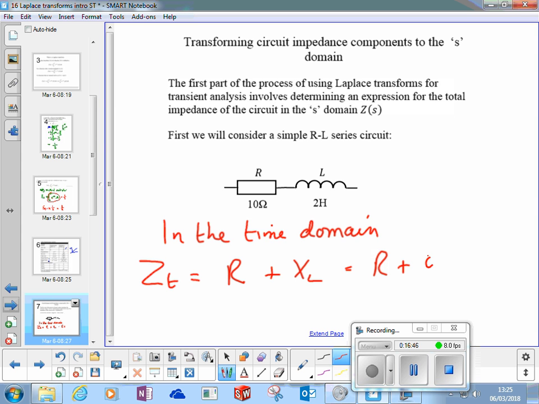Yeah, or omega L, with the omega being the 2 pi f bit. Yeah? Okay? Because XL is equal to omega times L, isn't it?